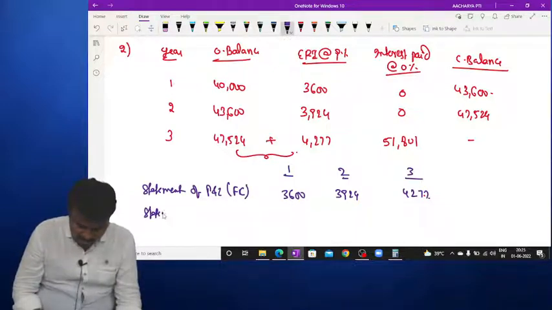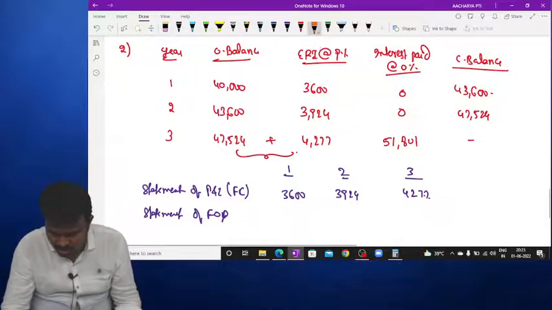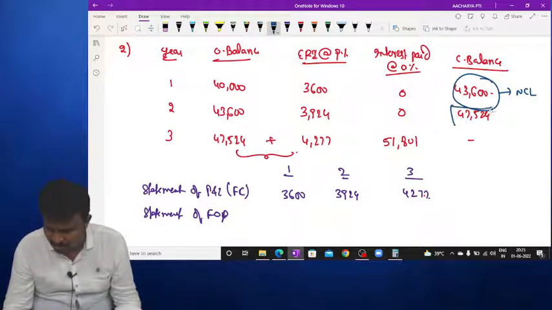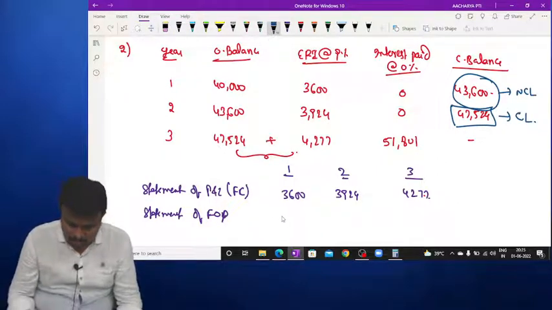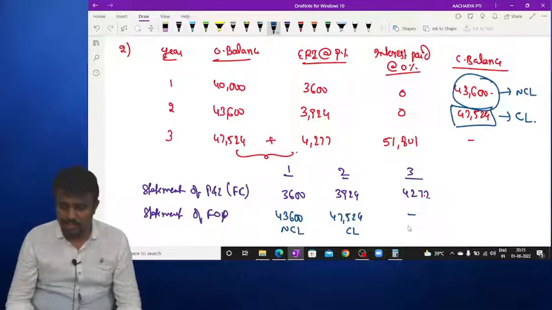And next, in the statement of financial position, nothing but the balance sheet, we have to show this amount under non-current liability, because this amount is required to be paid after 1 year. The amount required to be paid within 1 year, we have to show under current liability. So 43,600 is shown under non-current liability, 47,524 is shown under current liability, and the balance is 0 for the third year.